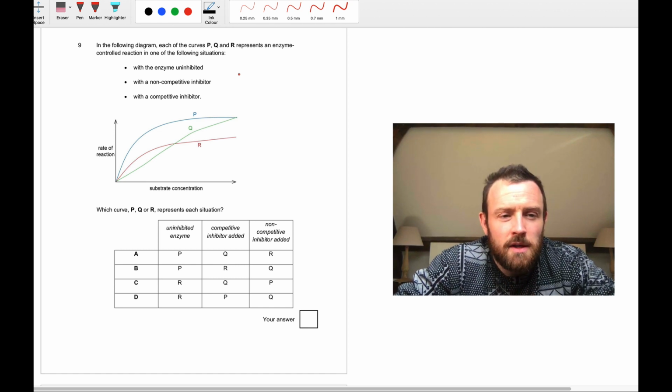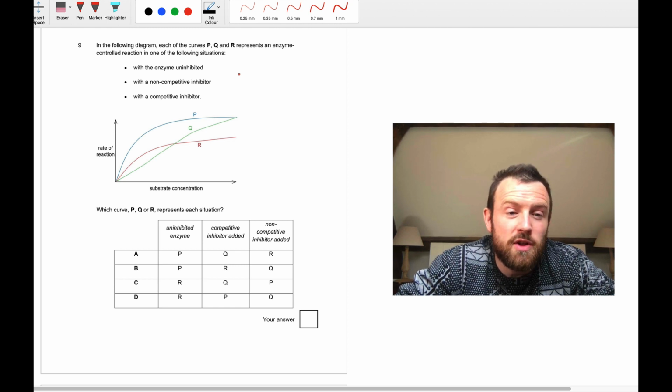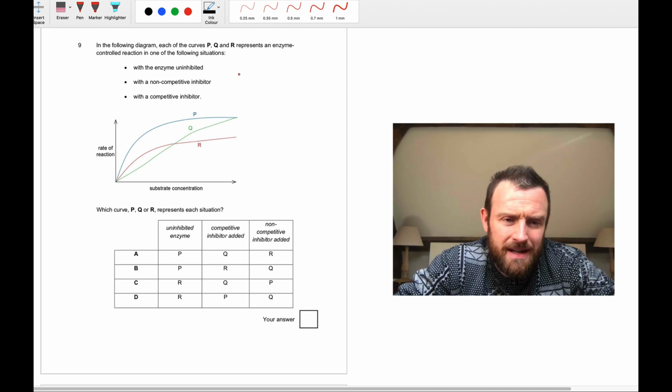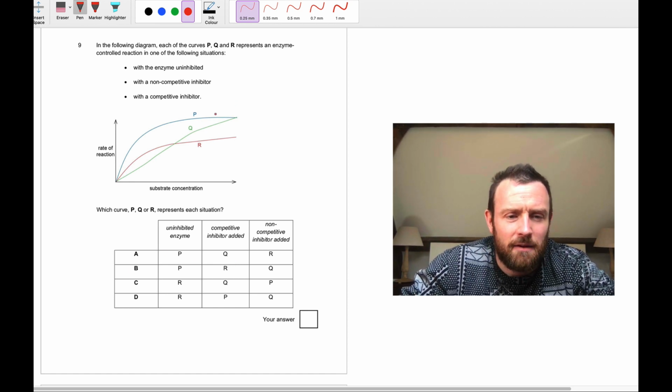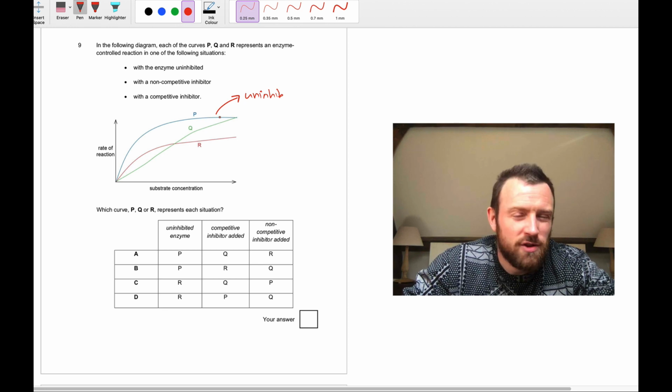Okay, 9. Here's a diagram. 3 curves. What are the 3 curves? One of them is with an uninhibited enzyme, one's with a non-competitive inhibitor, and one's with a competitive inhibitor. So you can either go through this and work it out, or you can just label it here and then do that way. So this is going to be uninhibited, the highest rate of reaction.